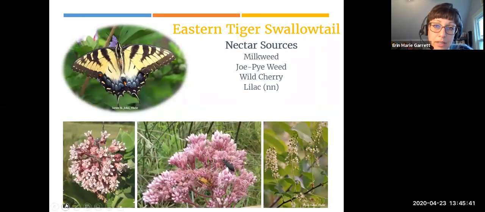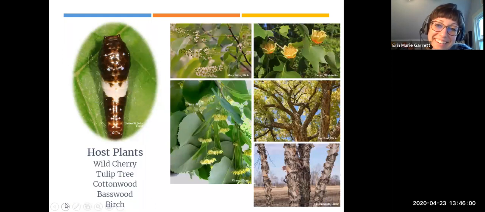All right, we have another tiger, we have an eastern tiger swallowtail, excuse me. It will also visit milkweed, but also things like Joe-Pye weed, wild cherry, lilac. I have a lilac in my yard, so don't feel bad. I have non-native plants too. If we want to support his caterpillar, there's a bunch of different tree species we could have, okay? So with this guy, if you plant a cherry, you can support both the caterpillar and the adult at the same time. So oftentimes there are some plants that will act as both a host plant and a nectar plant. So if you want to get more bang for your buck, you can look for those.